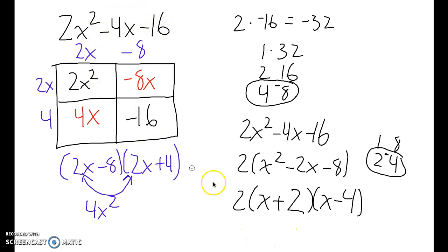So if there's a common factor, factor that out first, and then it might just be an easier trinomial to factor, or you might have to go through a similar process, but this time it'll work out because you won't have that common factor in it.